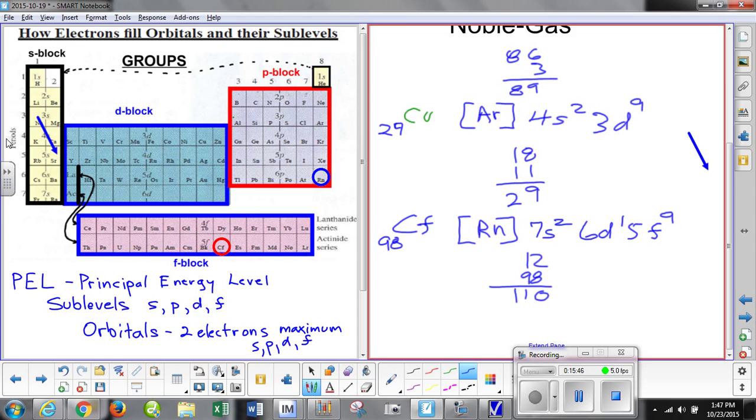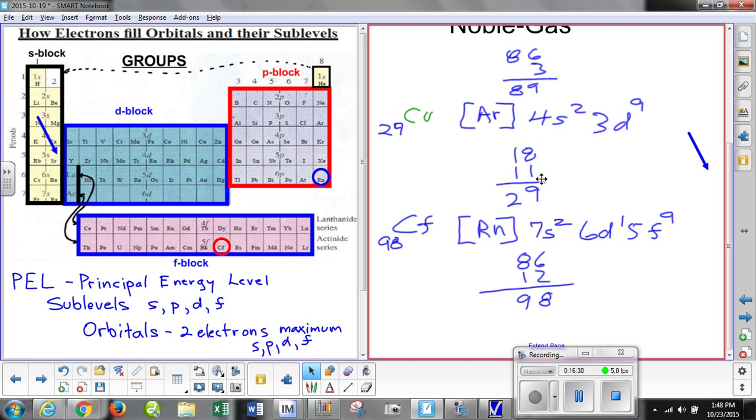Are we 110? No. What did I do wrong? You did 12 plus 98 instead of 86. No, radon is 86. Radon brings us 86. 86 plus 86, and then we have 12 up here, and that gives us 98, and that's the number for californium, and life is good there.